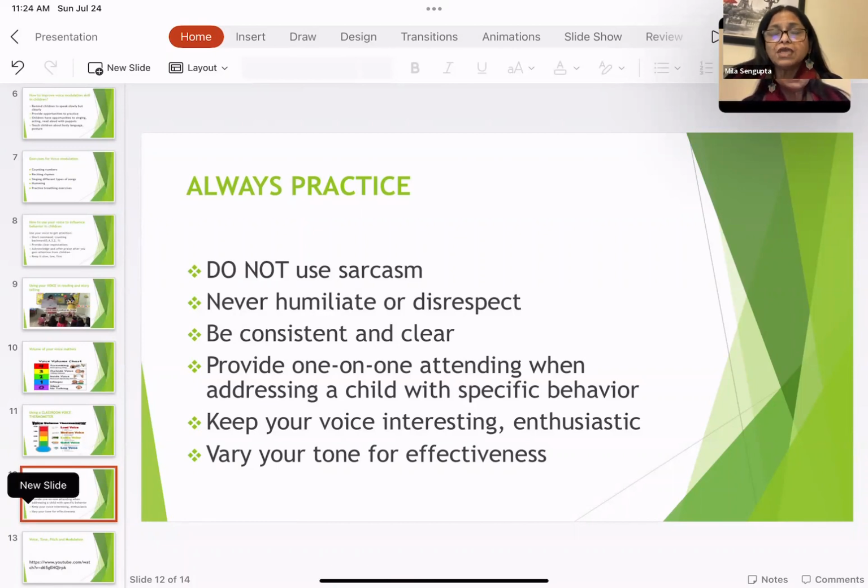Talk to him, just taking him to the side, so he doesn't have to feel he's being disrespected or humiliated in front of his classmates. So that is also something we need to always practice. Keep your voice interesting and enthusiastic. So keeping that enthusiasm in your voice and keeping it interesting is always an effective tool to hold the children's attention. And vary your tone for effectiveness.